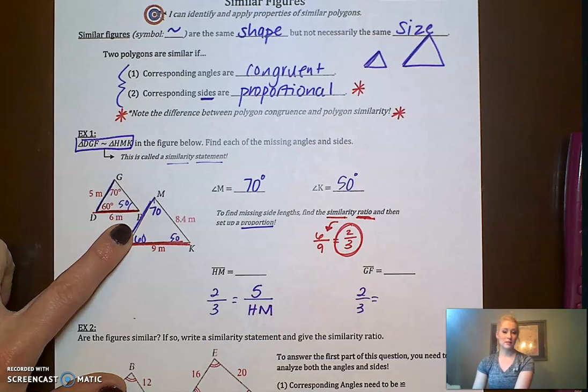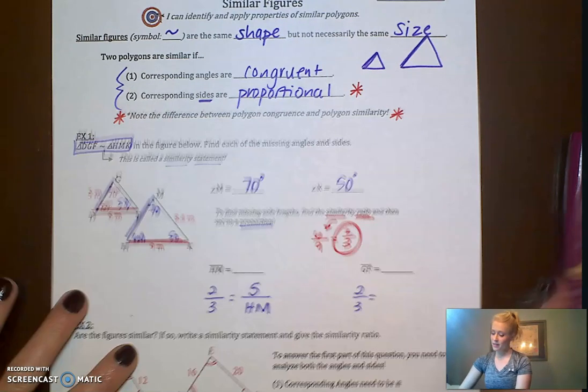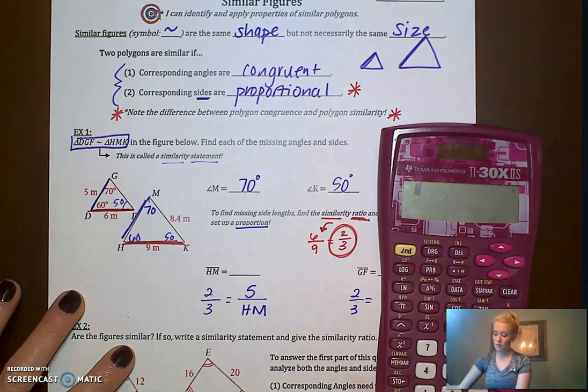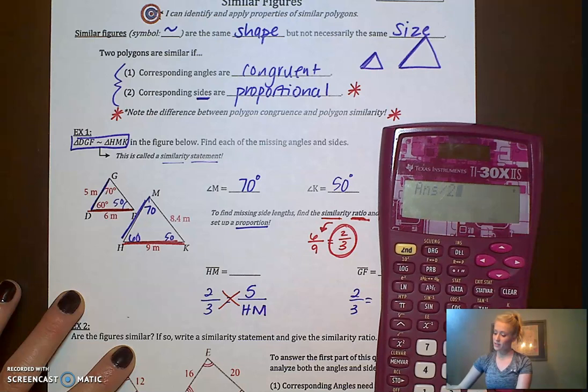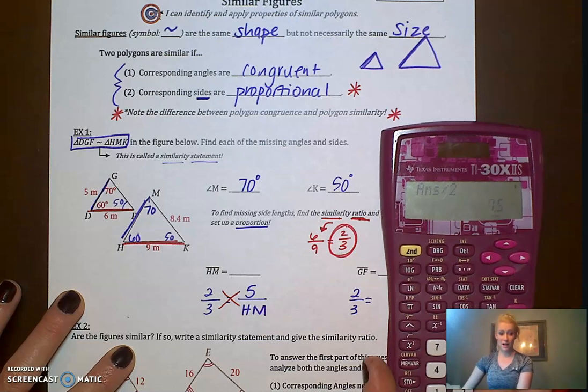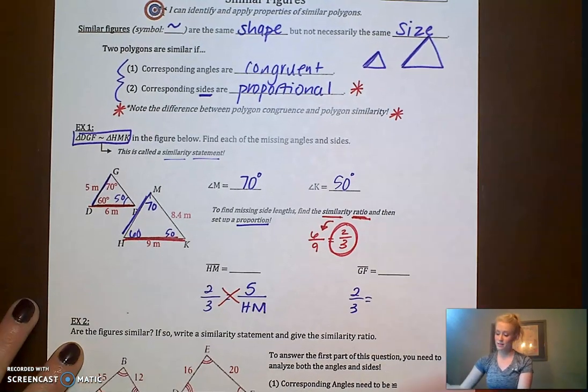So I'm going to put that on bottom. And then once I have it, I just cross multiply and divide. So 3 times 5 divided by 2. 7.5 would be how big HM is.